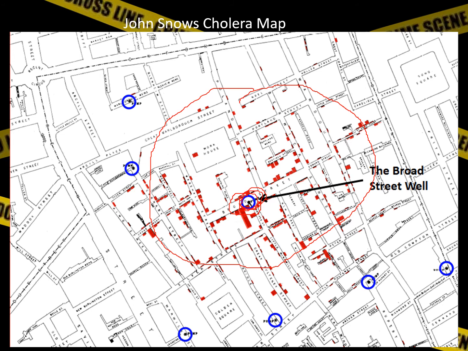So it led him to believe that this particular pump was contaminated, and there was only one way to stop the contamination, and that was to remove the handle of the pump.